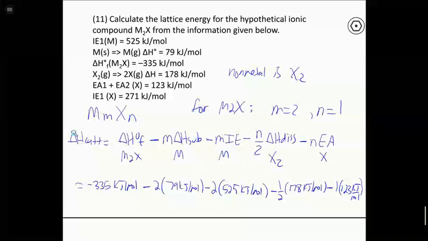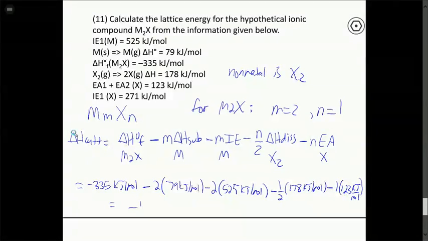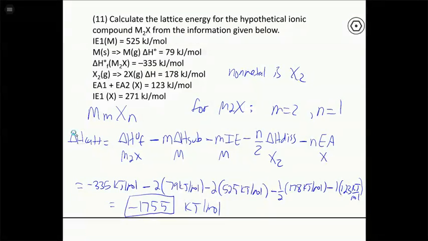And so those are the numbers that we put in, and we get minus 1755 kilojoules per mole. A lot of these are numerical problems, so you'll just enter in the number. It should always be negative, so if you don't get a negative number, check what you did, and that's what you get for this.